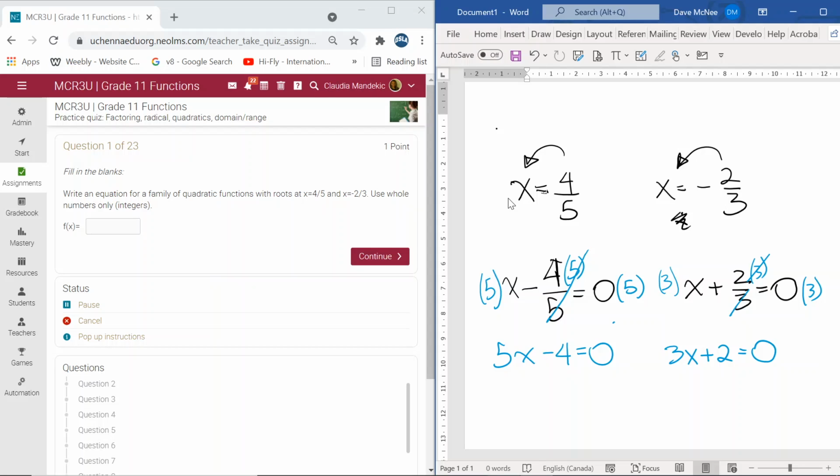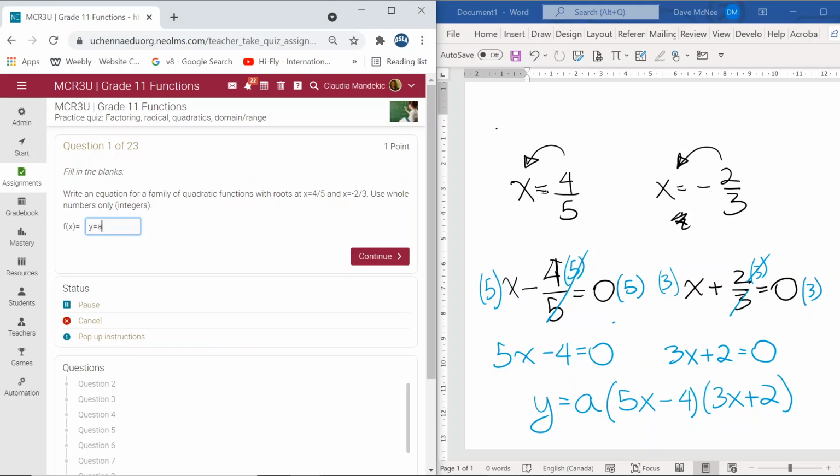And those are my two x-intercepts, so when I write the equation, I will write y is equal to a. We always write in that a because that's what makes it a family of functions. A can be anything within a single family. Then I'll have 5x minus 4 and 3x plus 2 as my two factors. So y is equal to a(5x minus 4)(3x plus 2). Order doesn't matter because I'm multiplying everything. Instead of y I could have written f of x, and it's actually already written here, so I just write a and then the brackets.